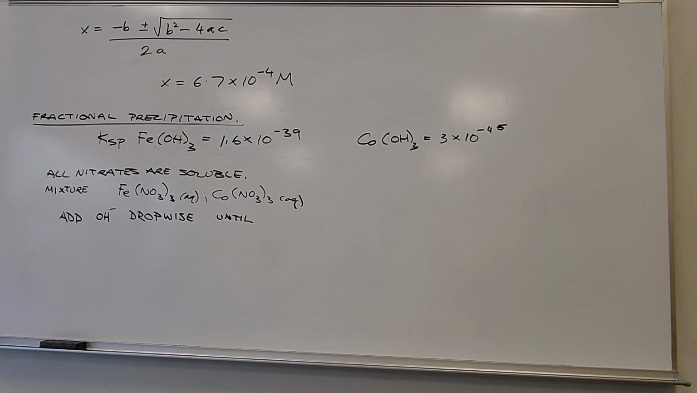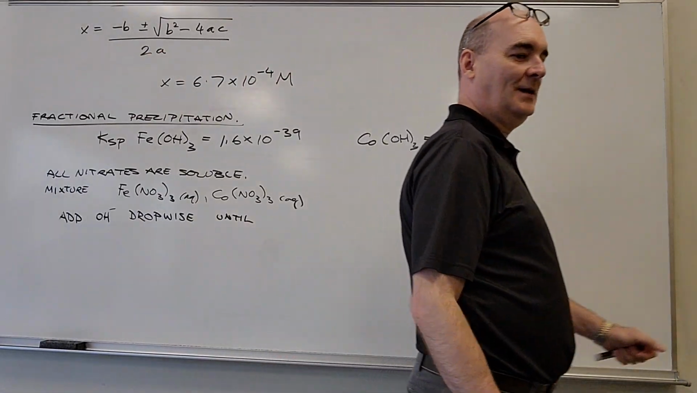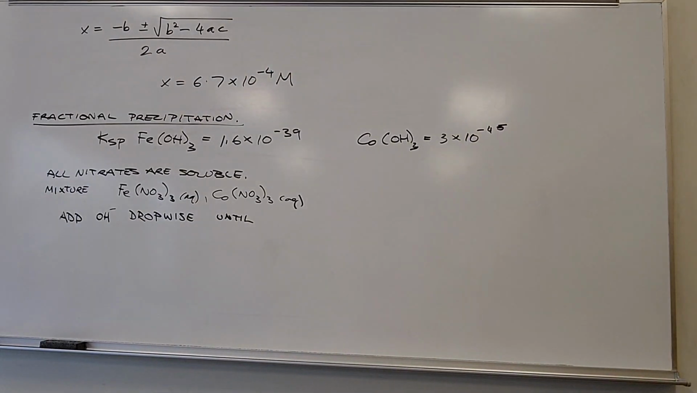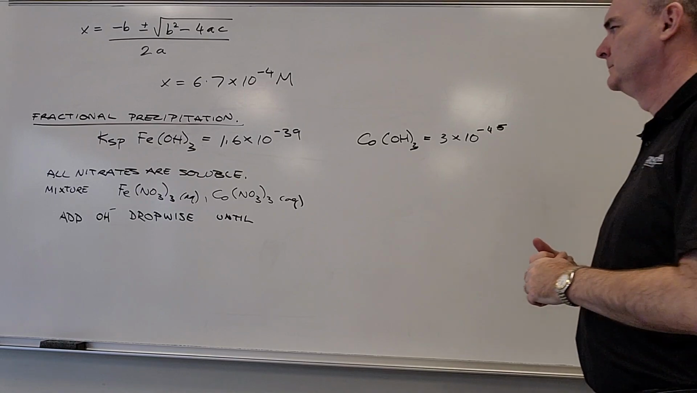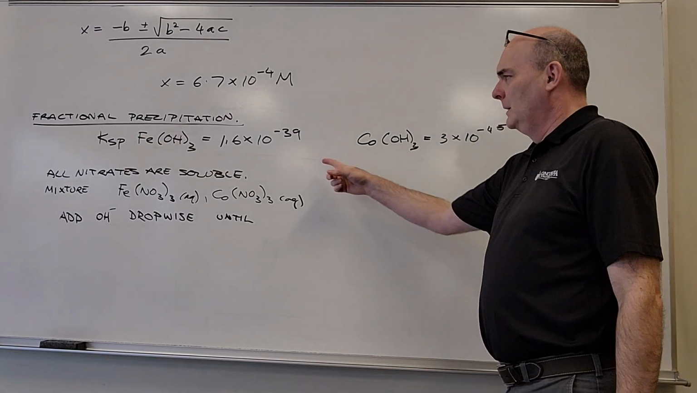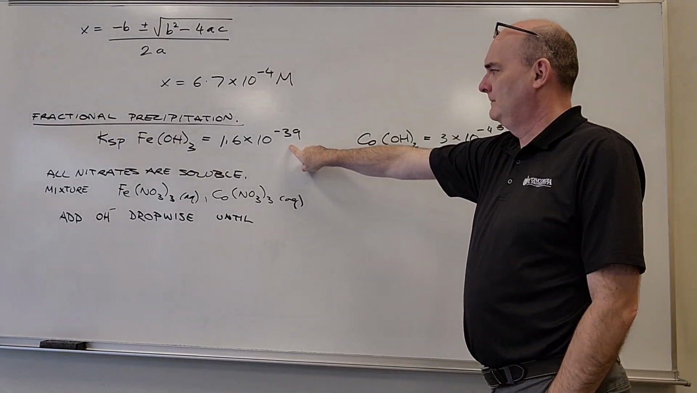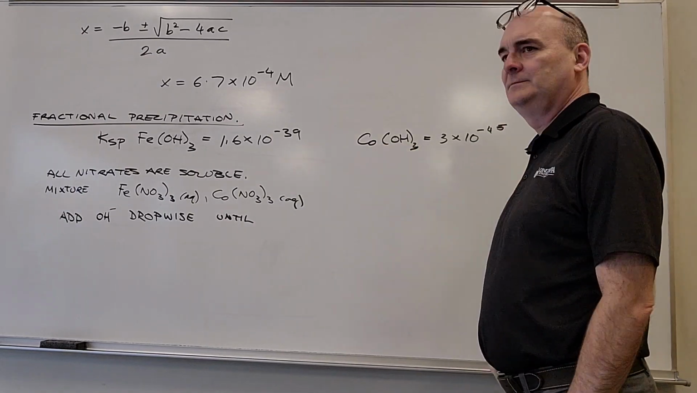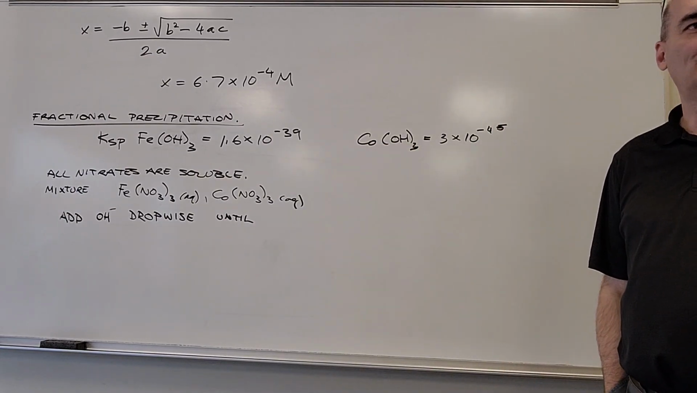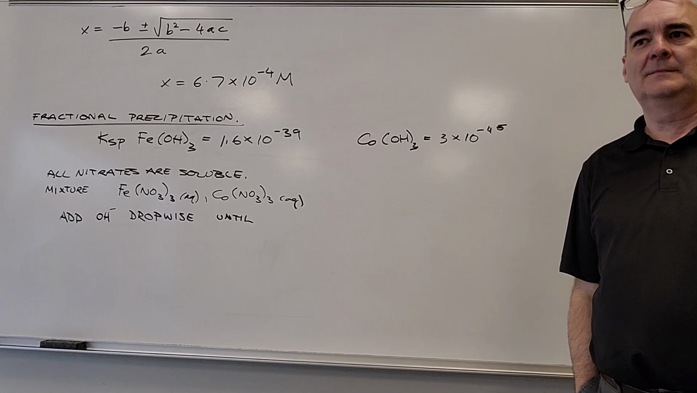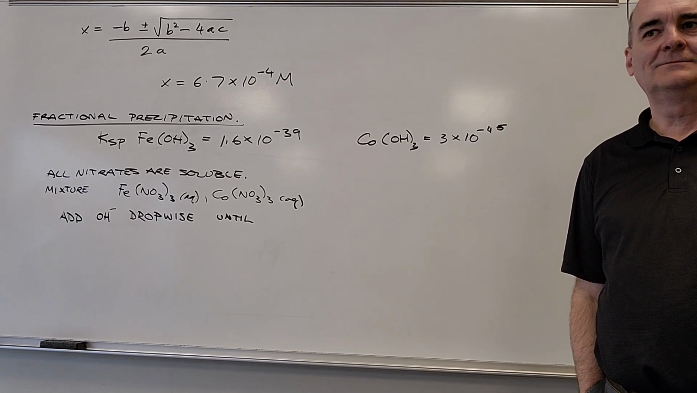Is it based off of the KSP one? What does KSP tell us? The solubility products. So iron, because it's a smaller KSP. This one versus that one. Which one's smaller? Iron. Smaller!